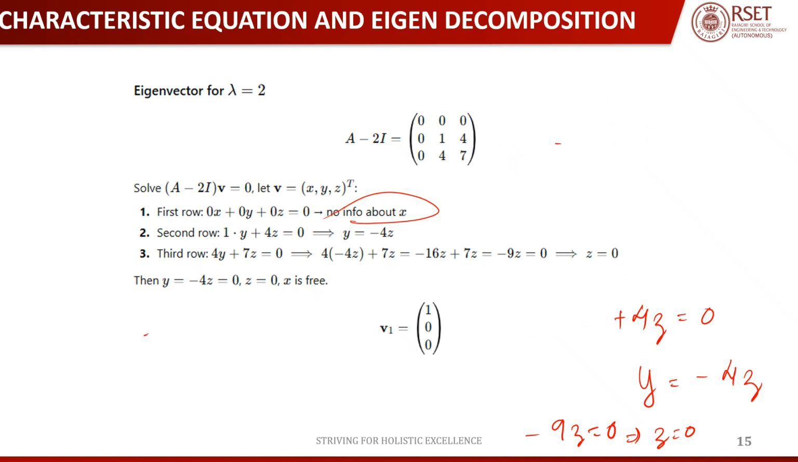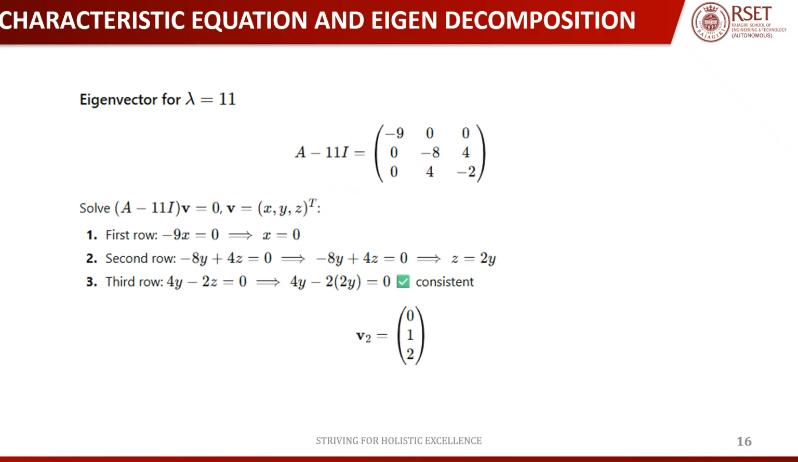Let's see what happens when lambda is equal to the other value, lambda equal to 11. When lambda is equal to 11, we find the value of A minus lambda I, and it's given in this matrix form, and we'll choose V to be x, y, z.